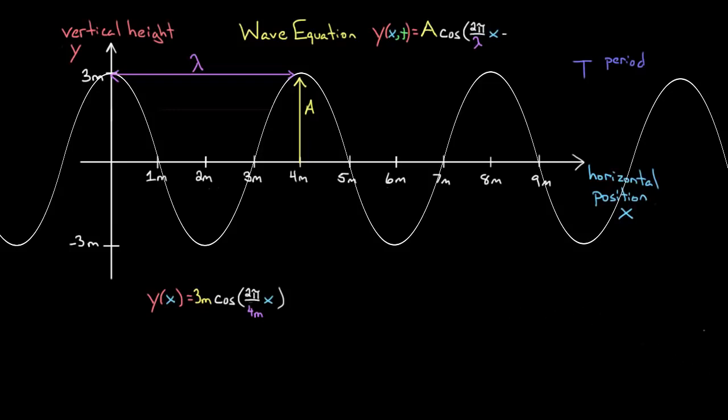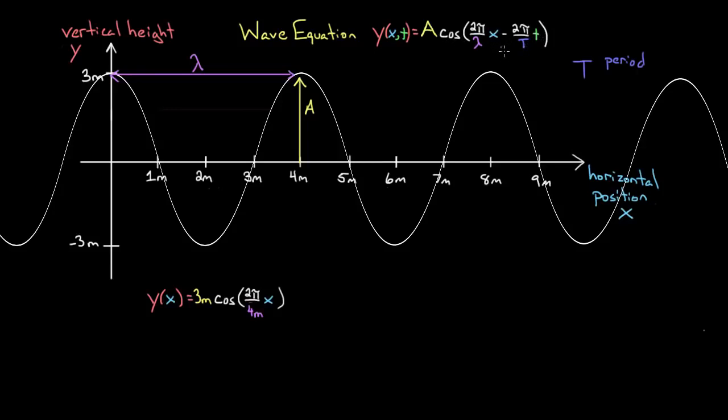We play the exact same game. I can't just put time in here. What I'm going to do is put 2 pi over the period, capital T, and then multiply by the time. That way, just like every time we walk one wavelength along the pier, we see the same height because this becomes 2 pi, every time we wait one whole period, this becomes 2 pi, and this whole thing is going to reset again.